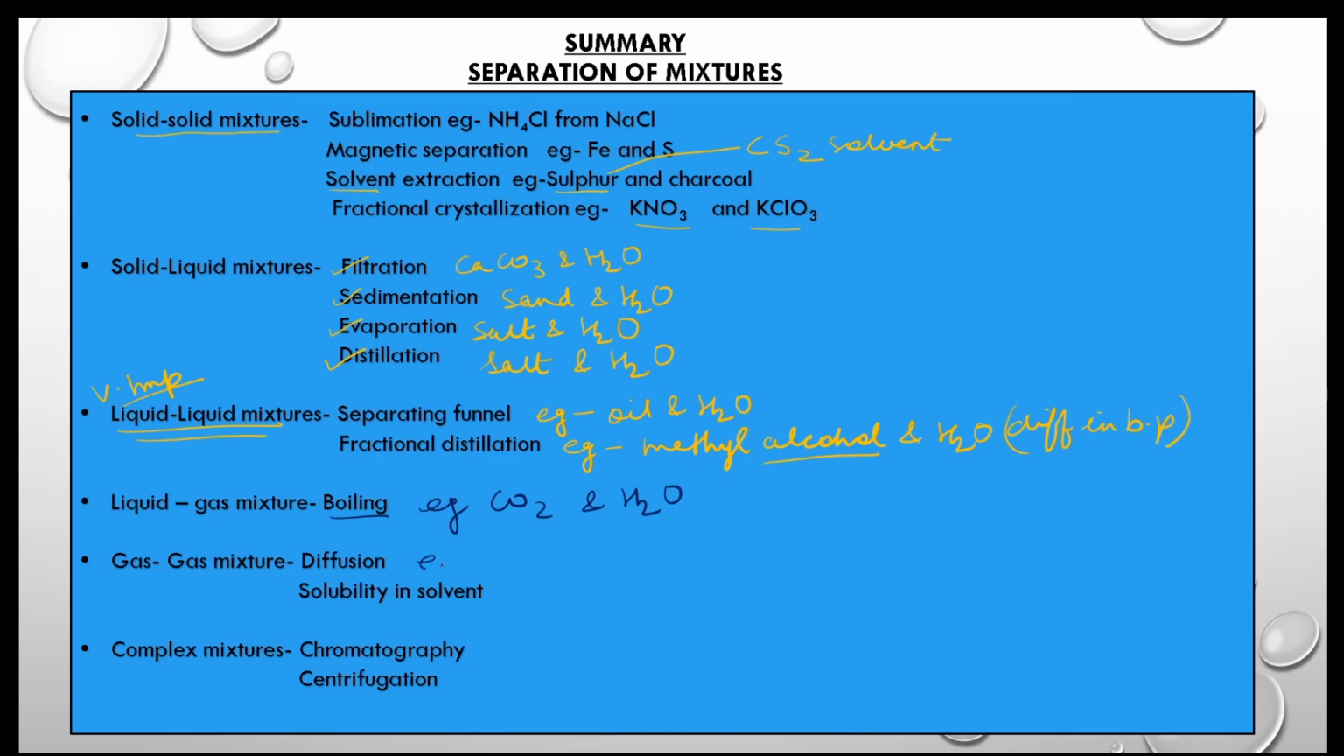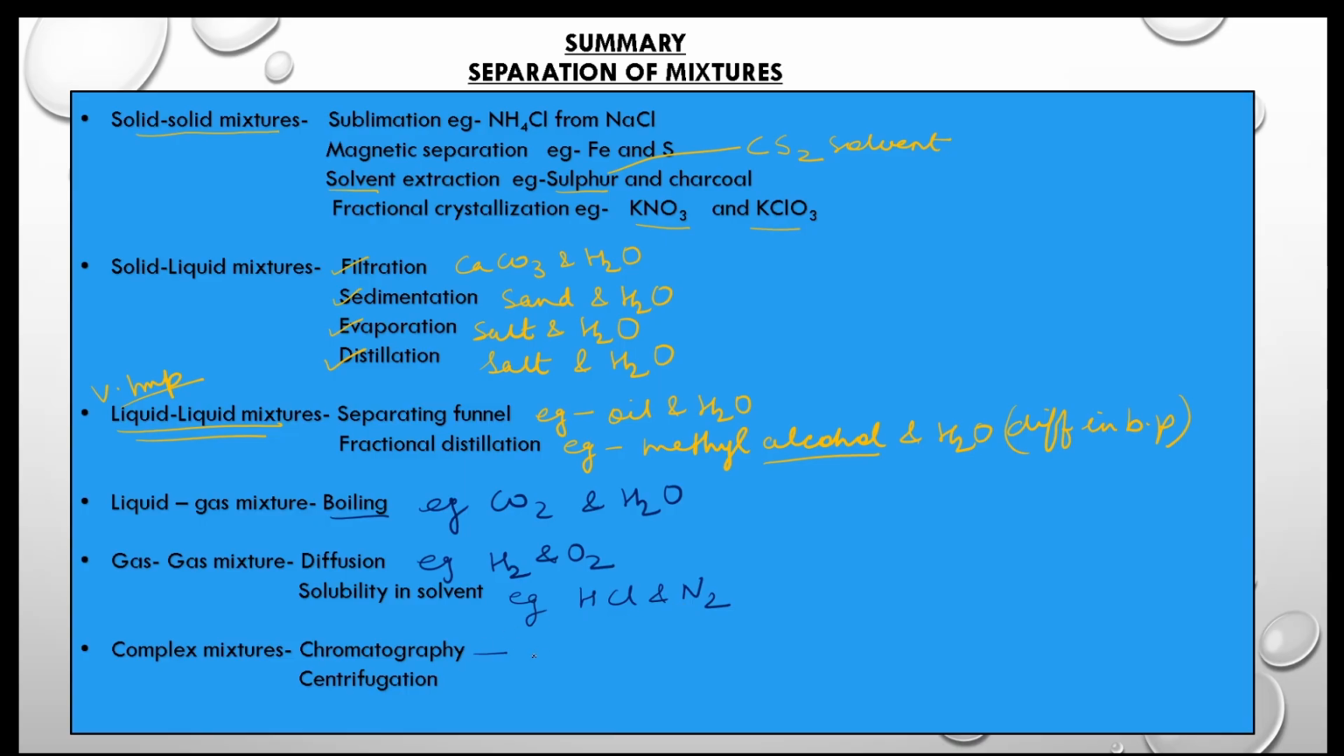Then in diffusion we saw the example of hydrogen and oxygen. Based on the densities of the two gases, we are able to separate both the gases. Then solubility in solvent, we saw the example of HCl and nitrogen. HCl is soluble in water and nitrogen is insoluble in water.